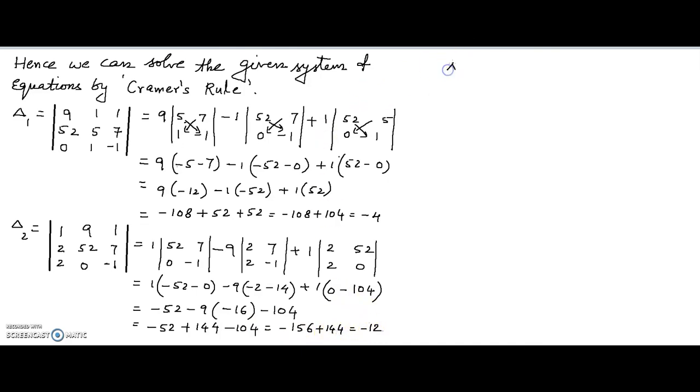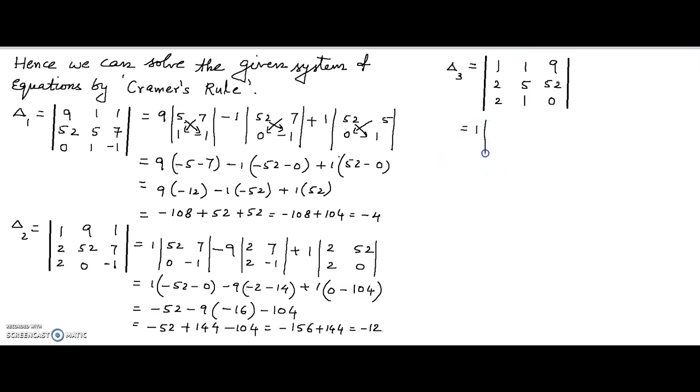So the third determinant now, that is delta 3. We need to find delta 3. Remember, in matrix A we have to replace the third column with constants now. The first and the second column will be same as in matrix A. Replace the third column with constants. The constants are 9, 52, 0. So let us expand along first row.